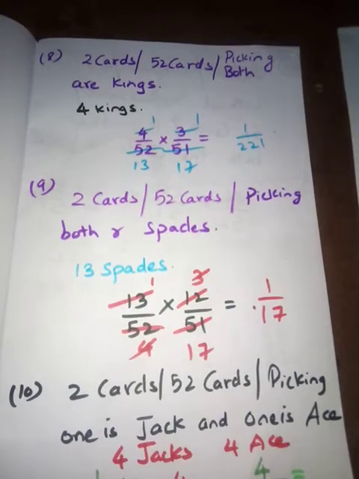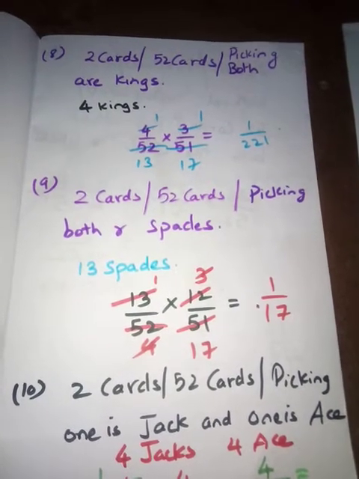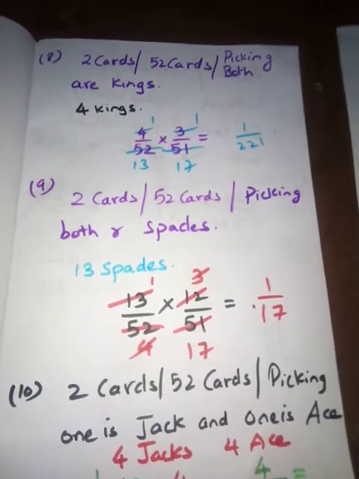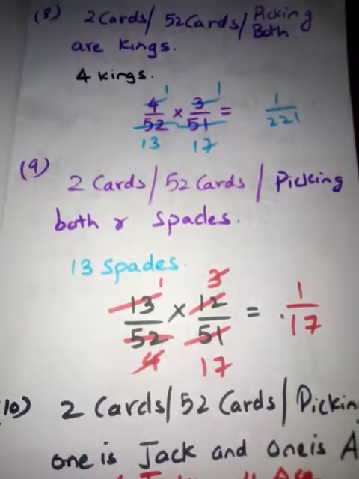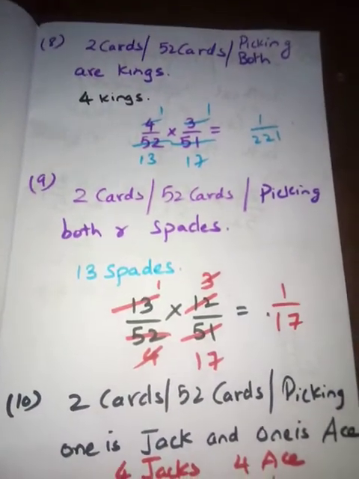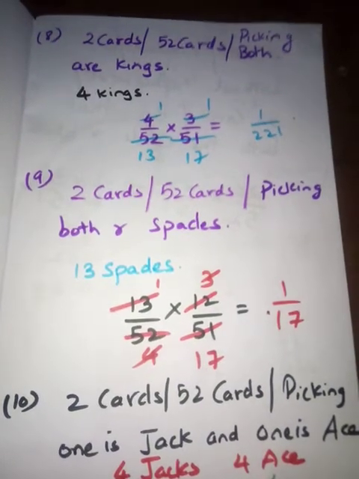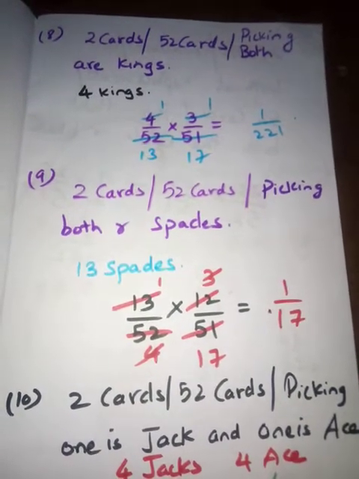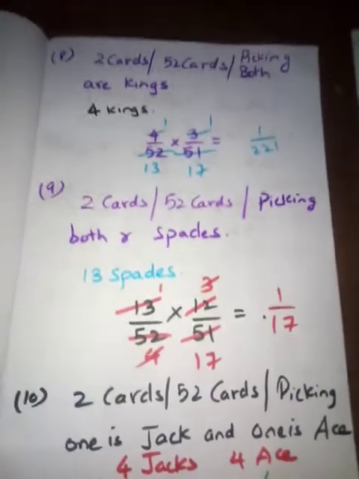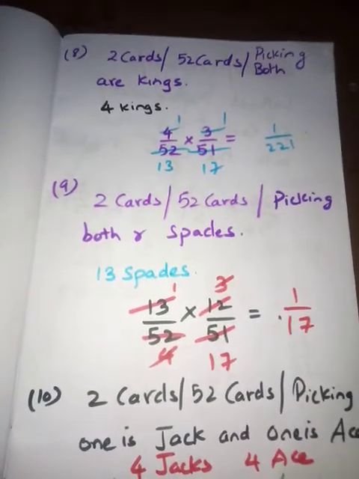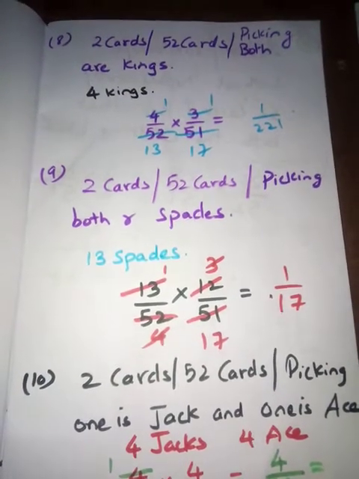So 13 by 52, 1 by 4, into 12 by 51. We can cancel 4, 3 is 12 again, and 51 is 17 times 3. So after final cancellations, we get 1 out of 17, 1 is the numerator, 17. So probability, as we know, is always less than or equal to 1. All the possible outcomes will be equal to 1.